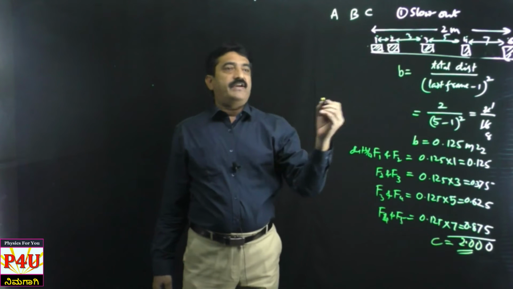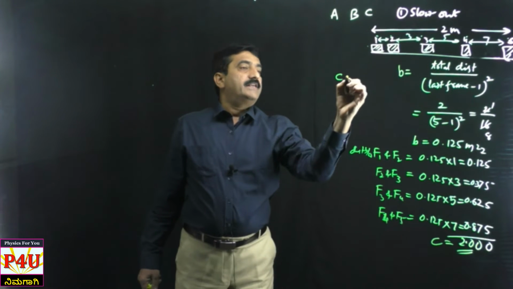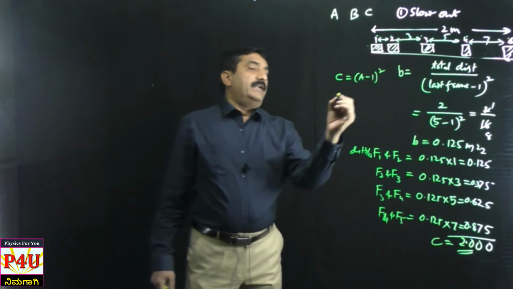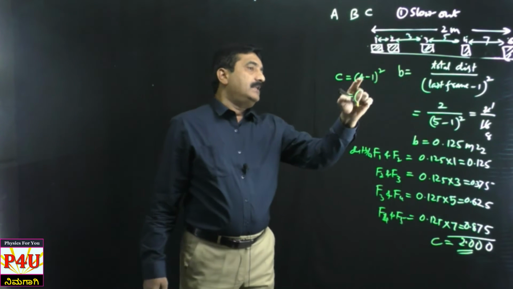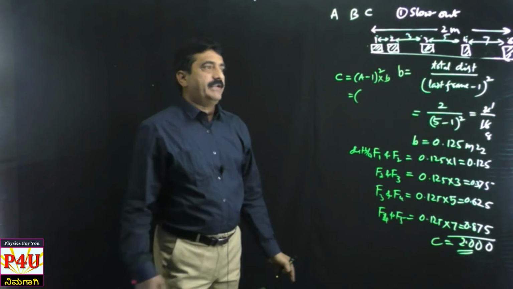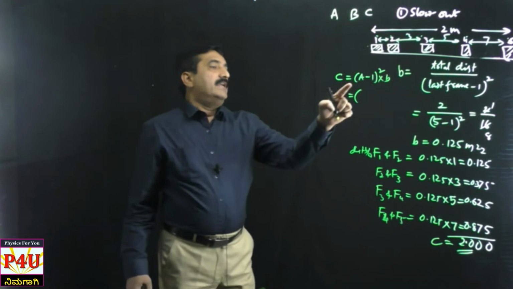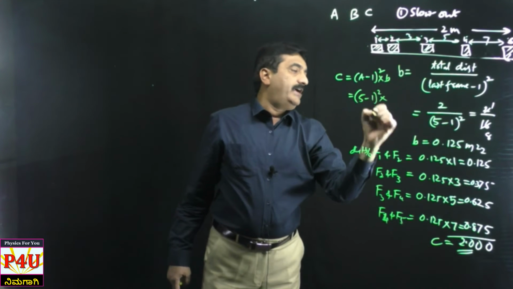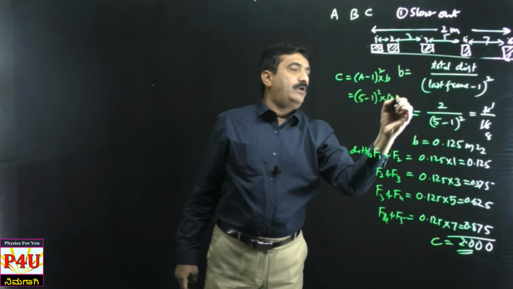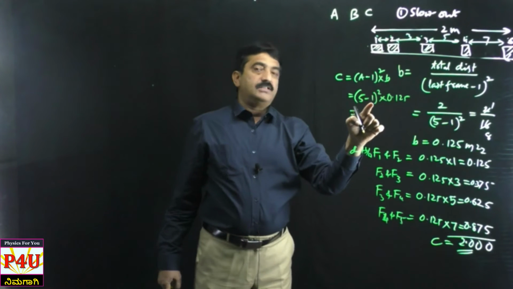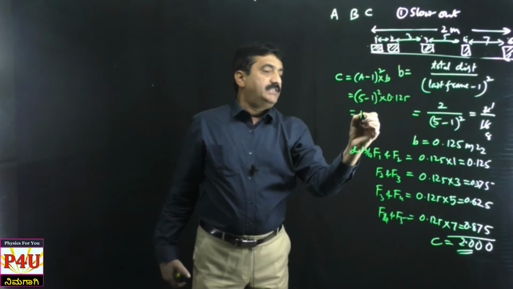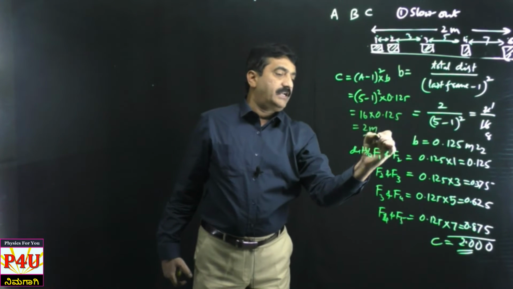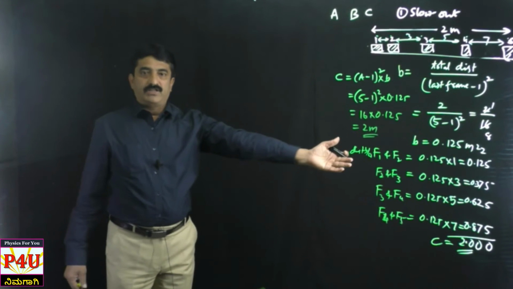You just cross verify this using the formula. C is equal to A minus 1 whole square into base distance. A is 5, the frame number. 5 minus 1 whole square into base distance 0.125. That is 4 square, that is 16 into 0.125. Please check. You will get the answer as 2 meter. This is the calculation. I hope you got it.